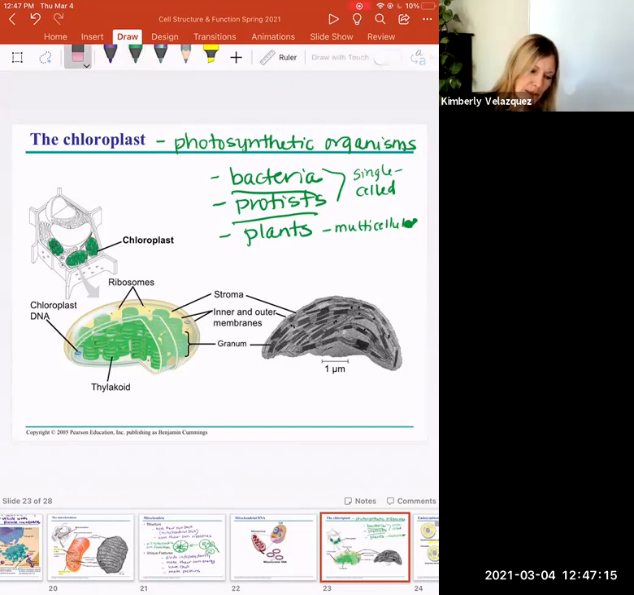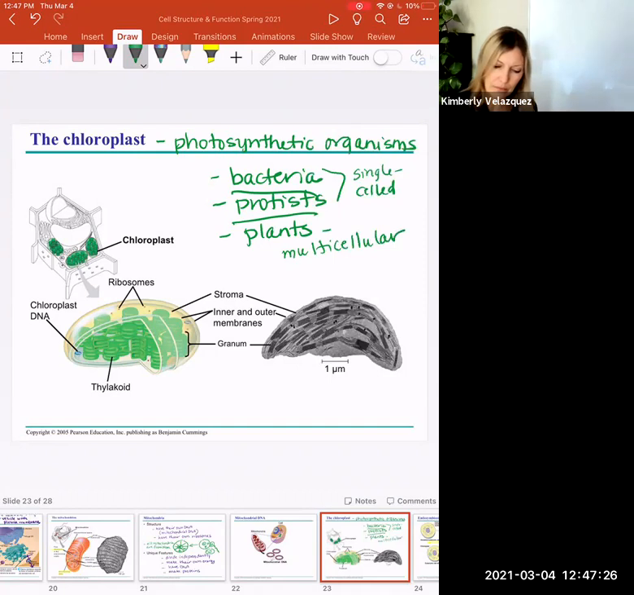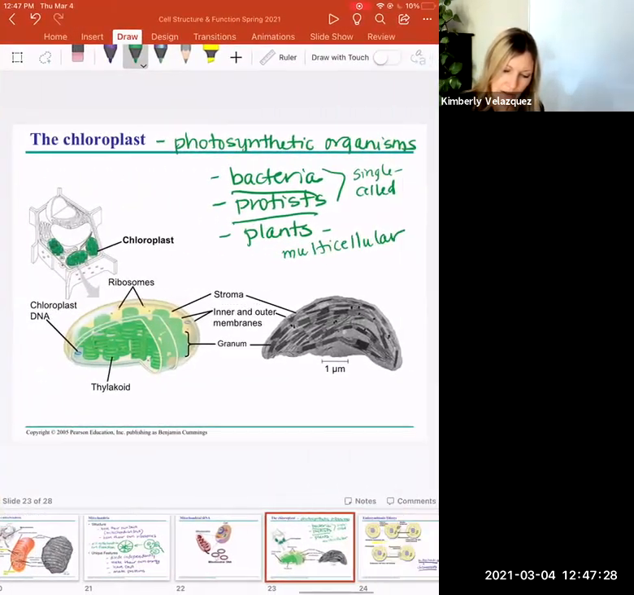Sorry, this says multicellular, but again, toward the edge. I don't even know why I haven't learned yet to not write toward the edge, because you just can't read it. Sorry.